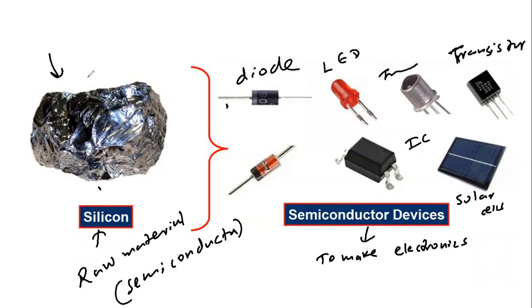Silicon is not available in 100% pure form in nature. You have to extract silicon from silicon dioxide. That method is very expensive. You have to get pure silicon from silicon dioxide. That method is a bit expensive. That's why solar panels are expensive.